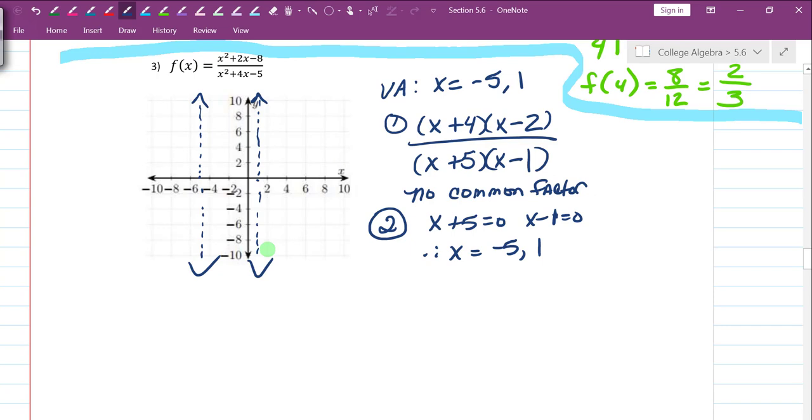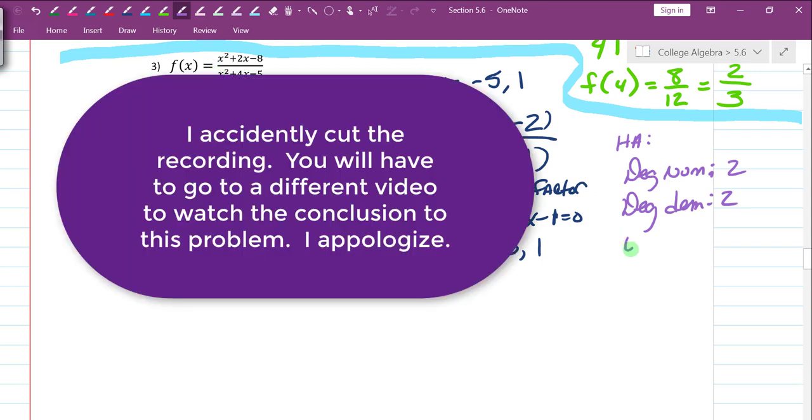Then the next thing I need to look for is going to be my horizontal asymptote. My degree of my numerator is 2, my degree of my denominator is 2. They are equal, and when they are equal, that means that I have the ratio of the leading coefficients, and my leading coefficients are 1 and 1. So my horizontal asymptote is going to be y is equal to 1 divided by 1, which is 1.